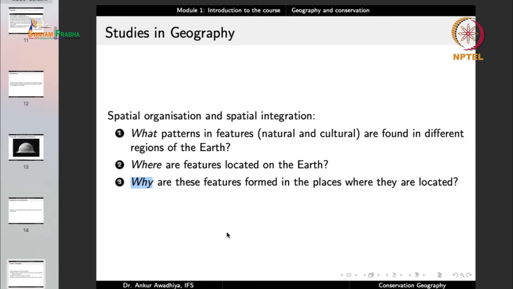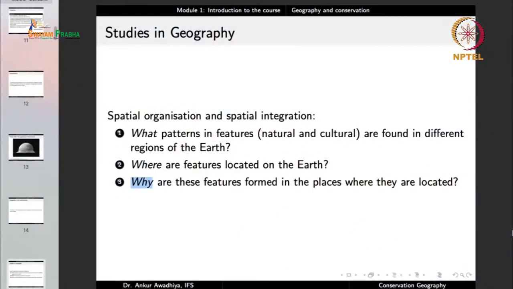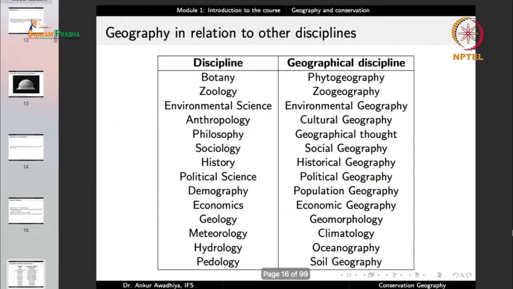That is, you can ask the question, say in a particular country such as India, what are the features found in different areas? Where is a particular sort of feature found? So where are the hills found? Where are the plateaus found? Where are the plains found? And why are they found where they are found? So these are the three questions that we ask in geography.